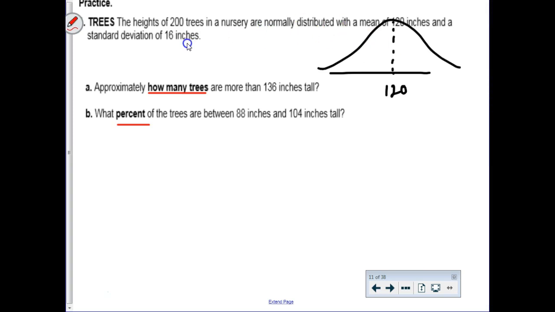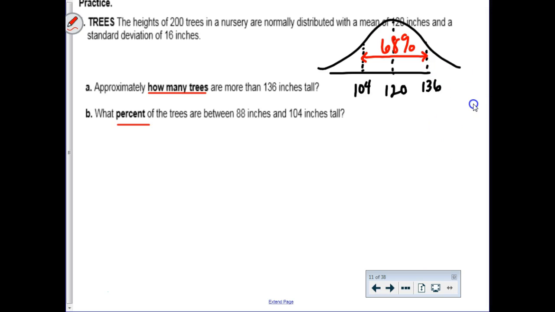But it said there's a standard deviation of 16 inches. So as you move out from the mean, you're going to travel 16 inches in each direction, which we'll talk about percentages in a second. So 16 inches below 120 was 104, and then if you go above 120, that was 136. So that's 1 deviation out. And someone just remind me, what percent is between here and here if I go 1 deviation out in each direction? 68%, yeah. And that's just from the empirical rule.